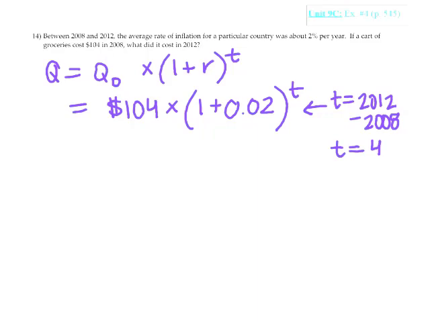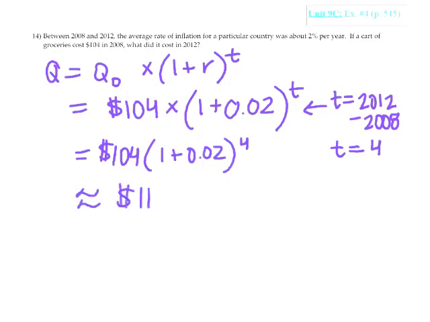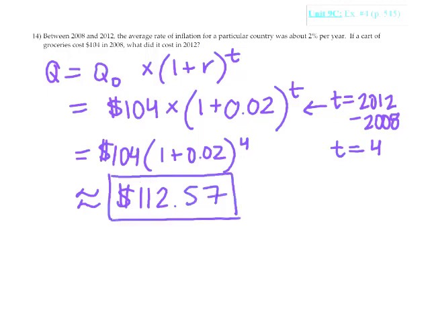Okay, so now we can plug that into our problem. So we have, again, $104 times 1 plus 0.02 to the power of 4. So we will get approximately, to the nearest cent, $112.57. And we've answered the question. That's the cost in 2012 for a cart of groceries.